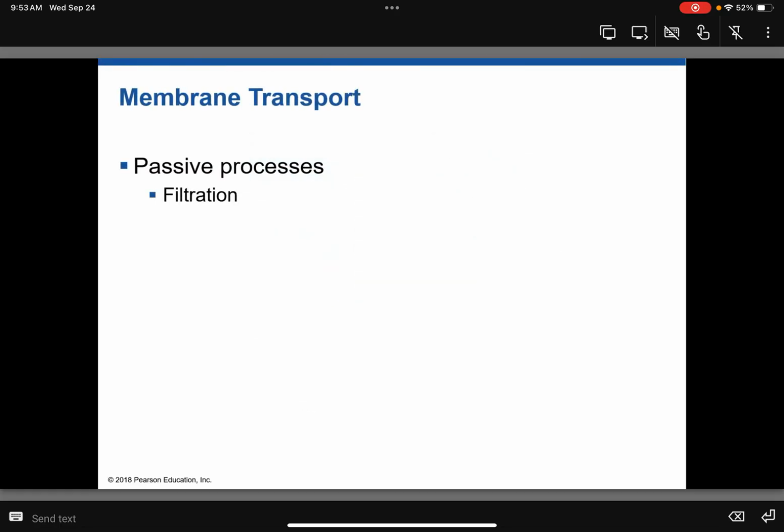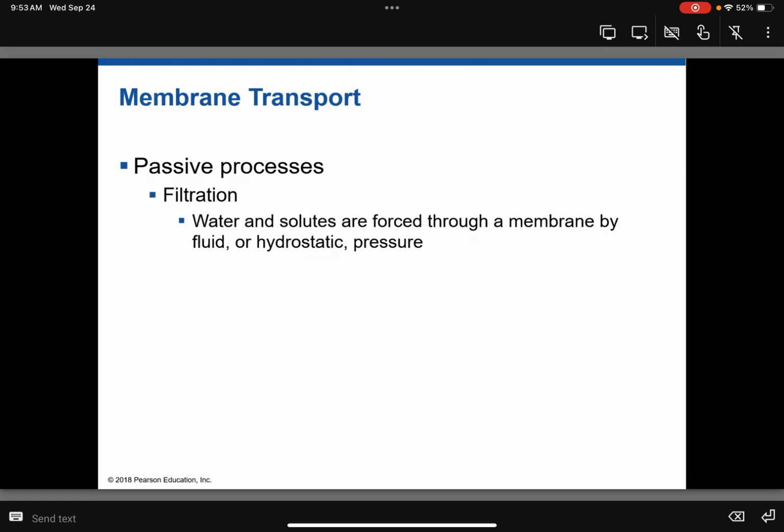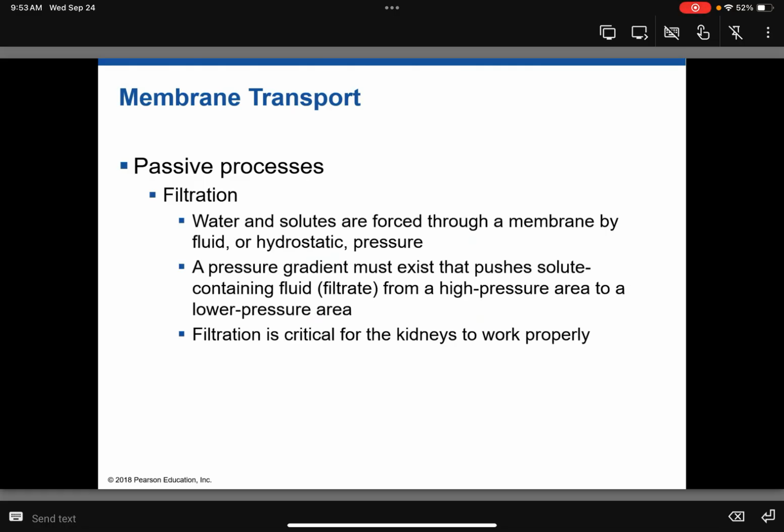All right, last of our passive processes is filtration. So water and solutes are forced through a membrane by fluid or hydrostatic pressure. And a pressure gradient must exist that pushes solute containing fluid, filtrate, from a high pressure area to a low pressure area. And this is how our kidneys work due to pressure.